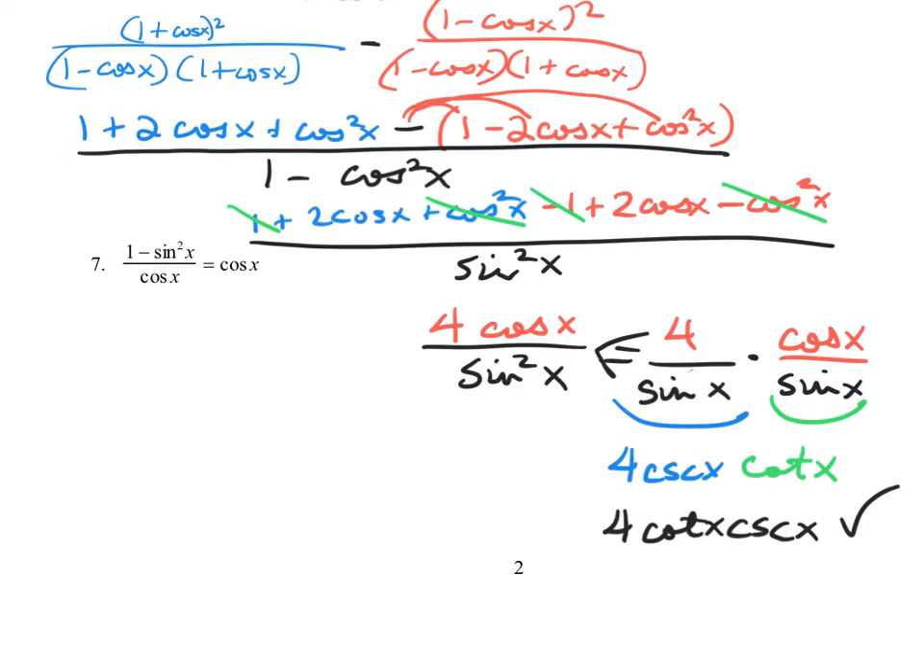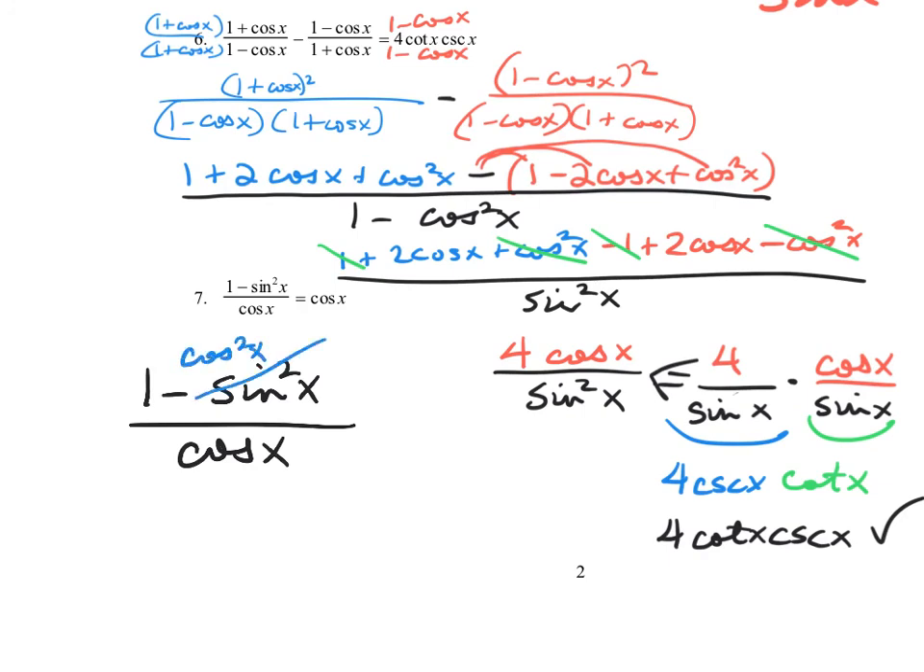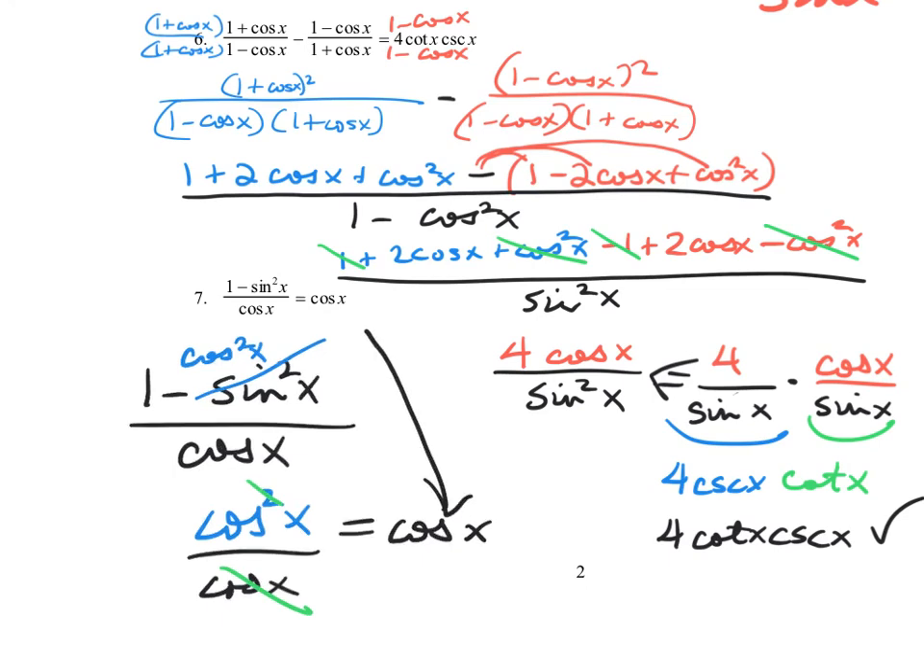Number 7 is just an identity. So I'm going to change my numerator. The 1 minus sine squared x, I'm going to change this into cosine squared x. So it becomes cosine squared x over cosine. I can simplify the cosines, and it equals cosine, which is what I was trying to make it equal.